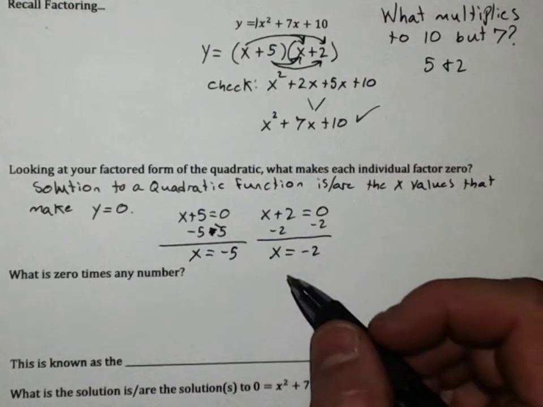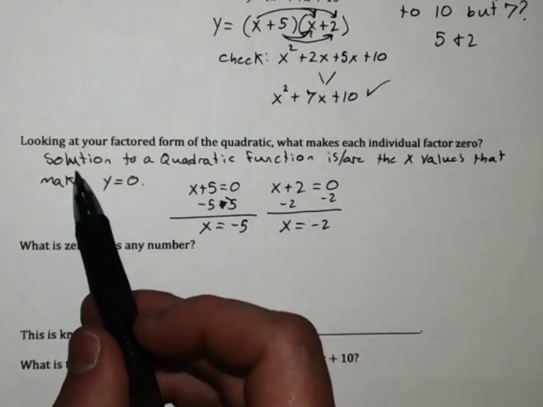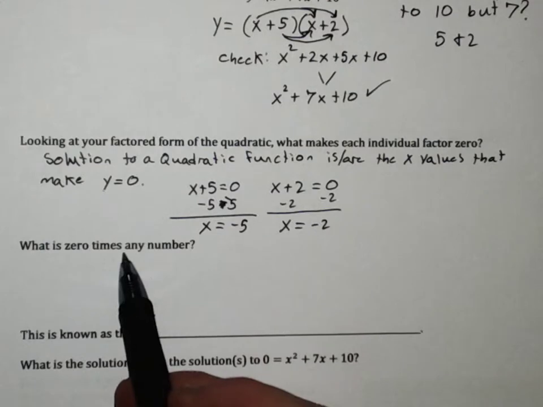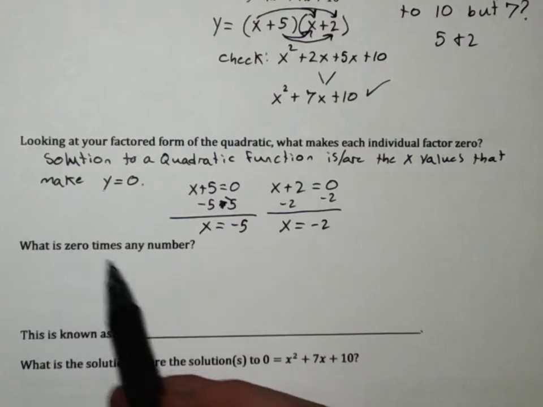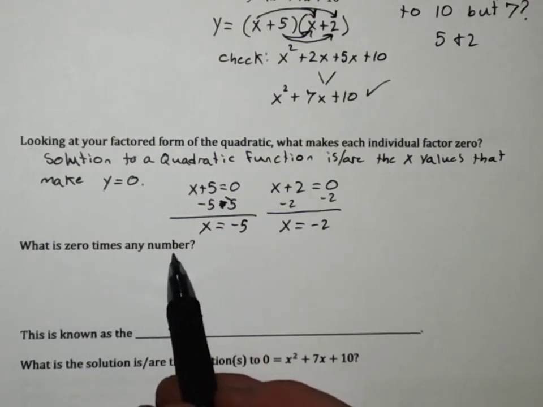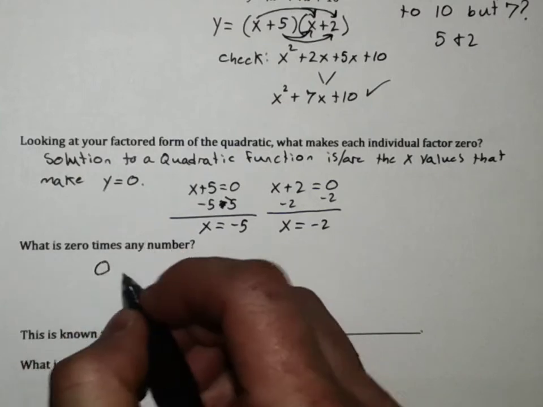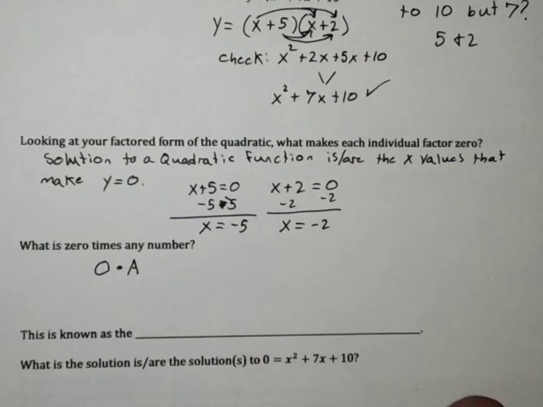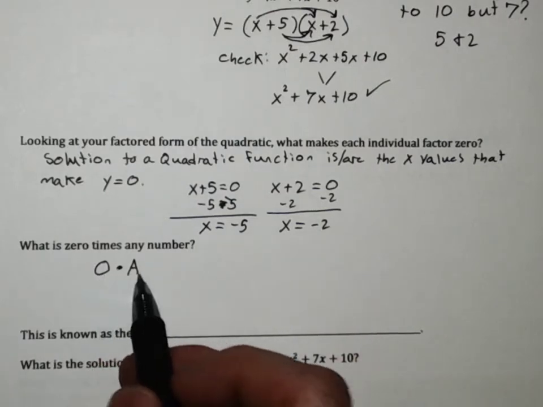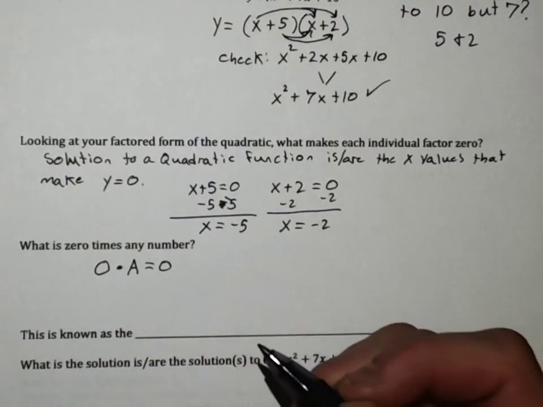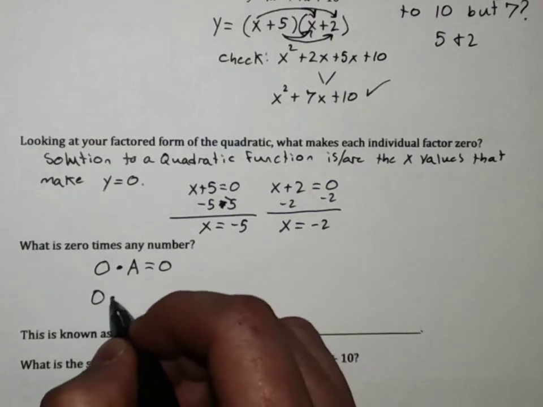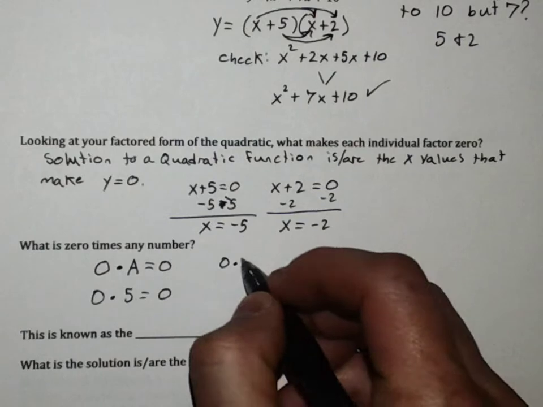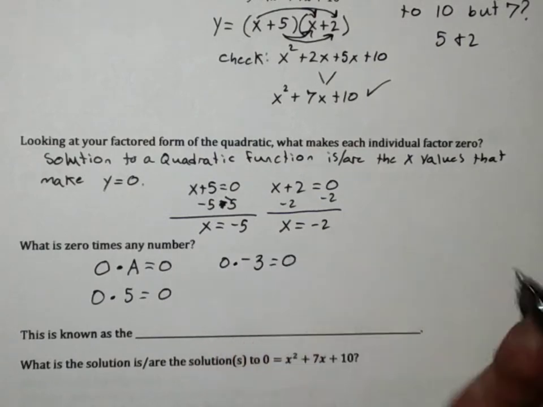Now, why does this help us be able to find a solution? Well, think about this very simple question here. What is 0 times any number? When I take 0 and I multiply it by any other number, let's call it a, 0 times the number a is 0. 0 times 5 is 0. 0 times -3 is 0.